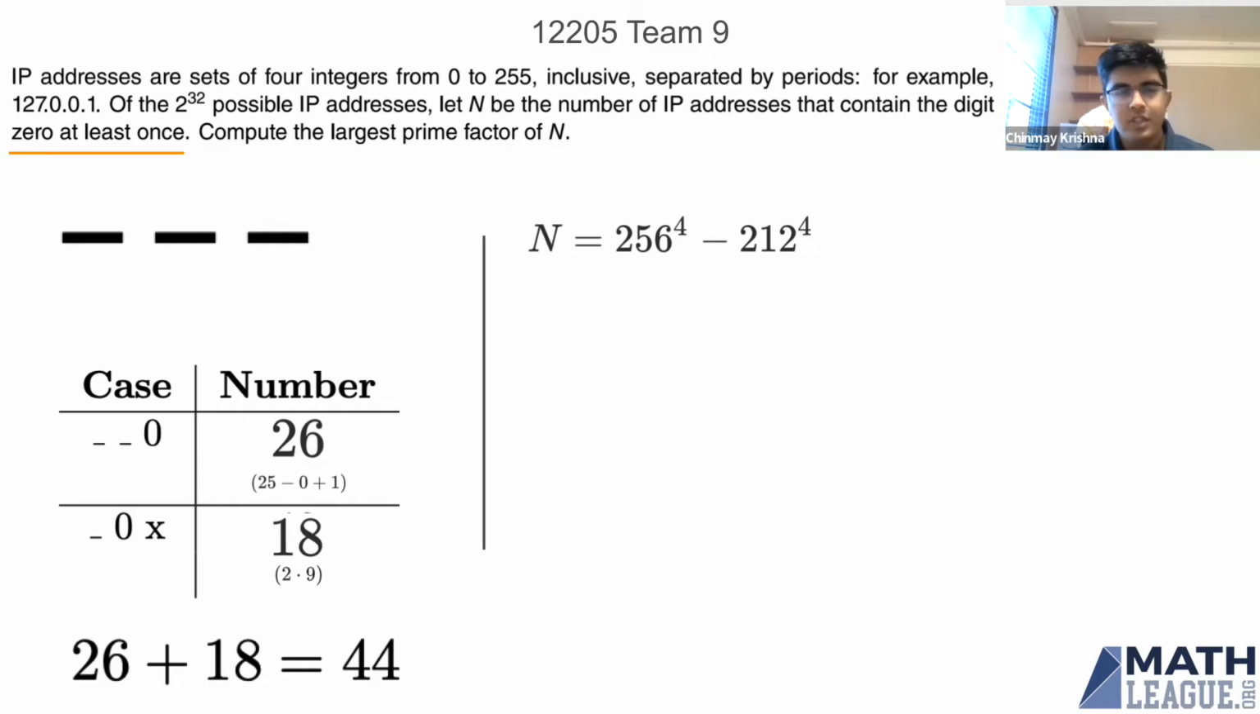What's next? So the total number of addresses is 256 to the power of 4. And then we want to subtract off the ones that don't contain any zeros to find the ones that contain 0 at least once. So out of these 212 numbers, we can choose any of them for each of the 4 integers. So we just subtract 212 to the power of 4. This is what n equals.